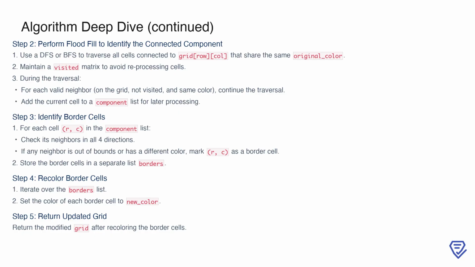Once we have the entire connected component, the next step is to identify which of these cells are border cells. For each cell in the component, we check its neighbors in all 4 directions. If any neighbor is either out of bounds or has a different color, that cell is marked as a border cell and added to a borders list. Finally, we recolor these border cells by iterating over the borders list and setting their color to the new color. The modified grid is then returned as the result.